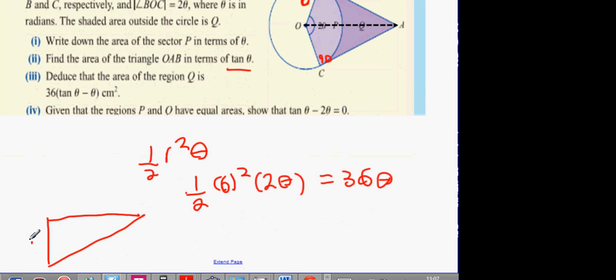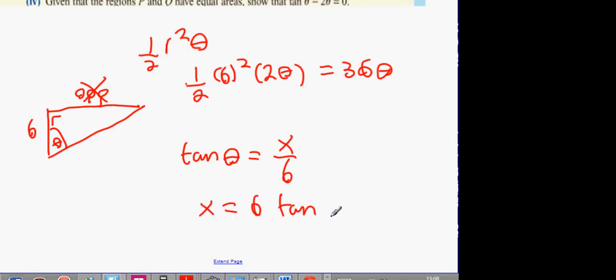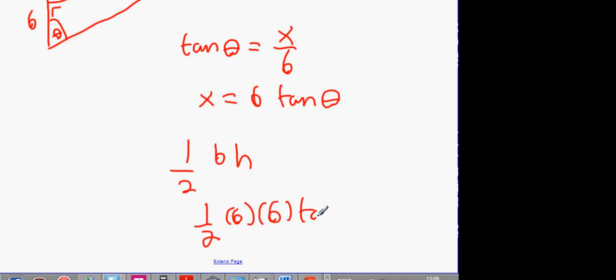This is 6. What is the opposite side then? If that's theta, opposite and adjacent. How do you relate opposite and adjacent to each other? Tan theta equals opposite, or we'll call it the length x now, x over 6. X therefore is 6 tan theta. And then you're going to get a half base by height, which is a half 6 times 6 tan theta, which is going to be 18 tan theta.